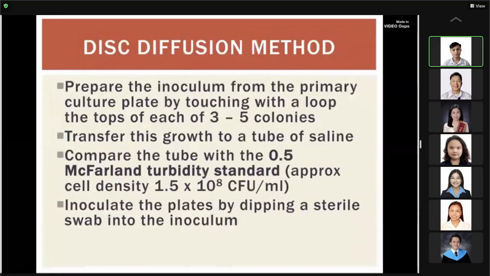The saline will therefore be turbid. This saline with the organism eventually will be inoculated on a plate. And for the growth to be not too thick or not too thin, we have to compare the saline with the organism with a 0.5 McFarland turbidity standard, so that we will have just the right amount of organism suspended in the saline.